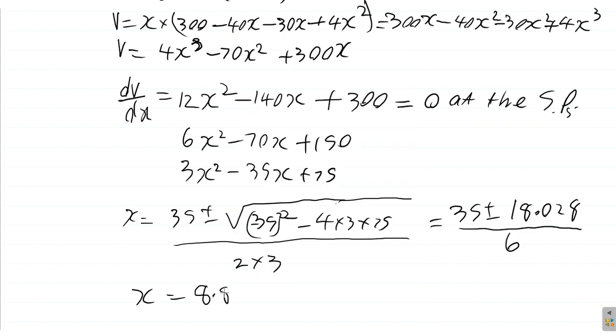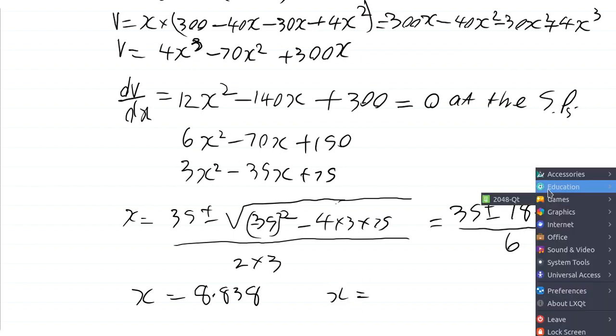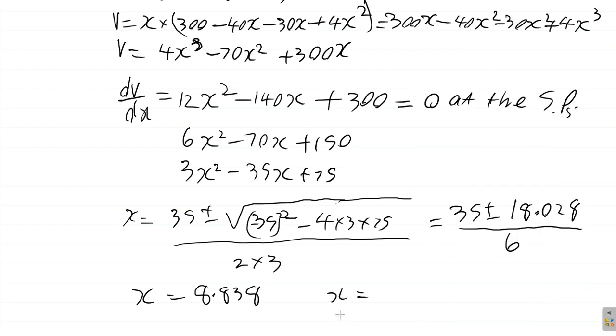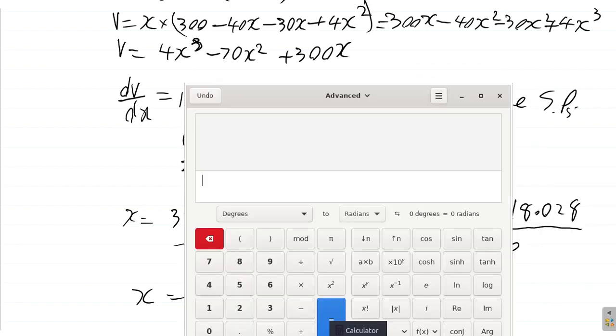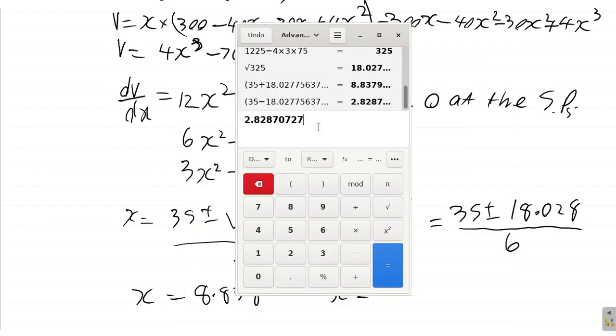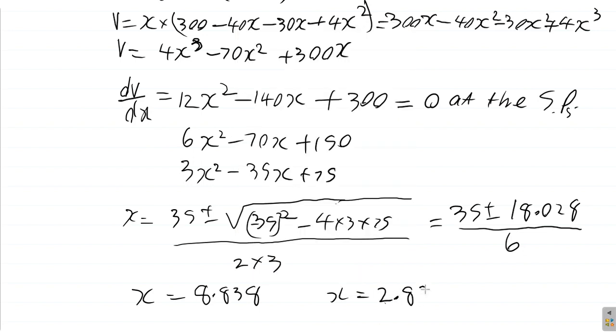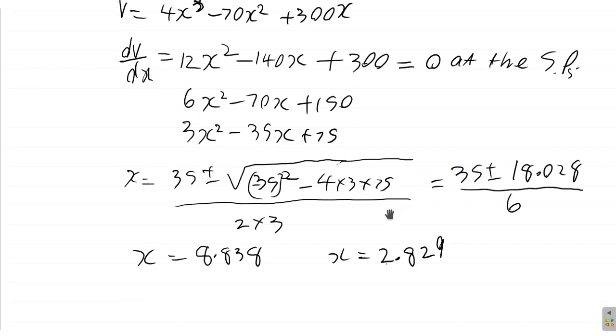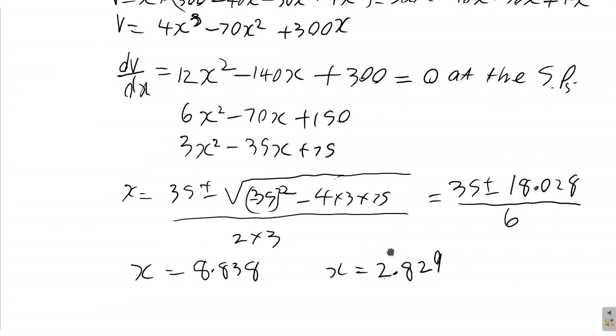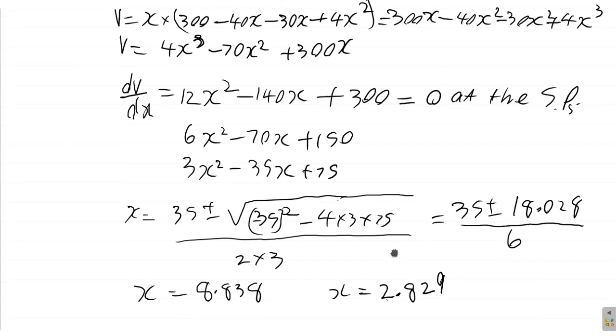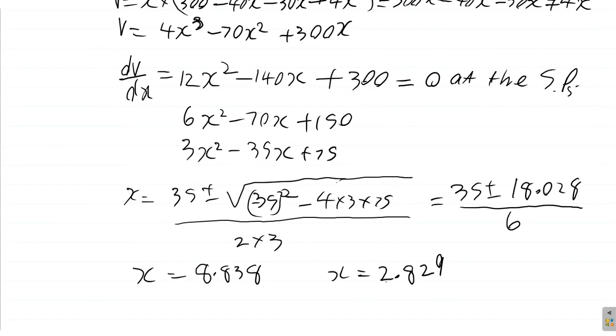8.838, and x is also equal to, what is it again? It slipped out of my mind. So let's look back at it. 2.829. Alright, 2.829. So there we go. Now the thing is, which one of them is a max and which one is a min? Maximum and minimum value. Let's call them x1 and x2.